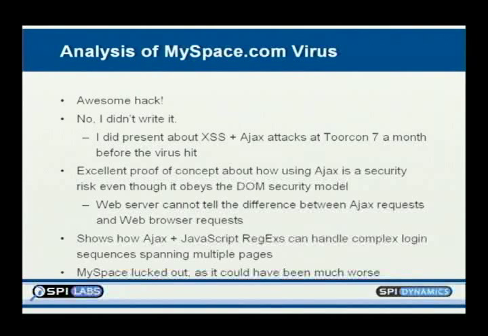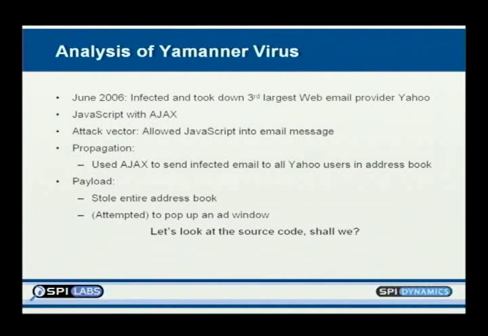MySpace really lucked out because it could have been much worse. Well, how much worse? Well, let's go ask Yahoo because they just got nailed about a month ago. In June 2006, this infection took down the 3rd largest web mail provider. It was JavaScript with Ajax. The attack vector was there was JavaScript that got inserted into the message. Basically, you would look at this message. So, I'd go sign into Yahoo, open my inbox, go, oh, cool, it's a message from my friend Jake. I'd read the message.